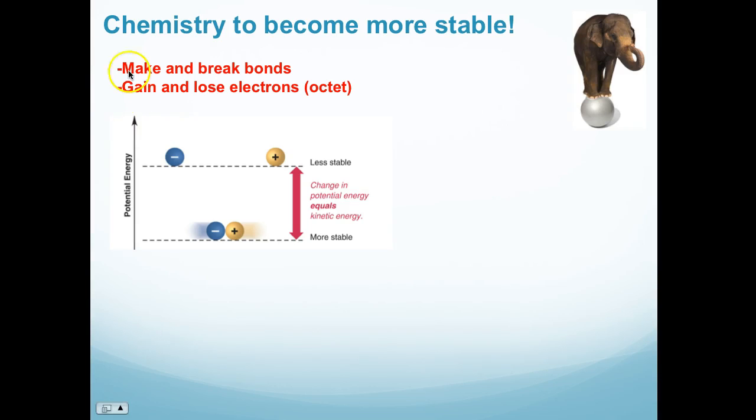So again, if we think about something as simple as a positive and negative charge, when they're far apart, this is going to be less stable, so it's going to be higher in energy. And then once they come together, plus is attracted to minus, that's going to be a more stable state and is going to be lower in energy.